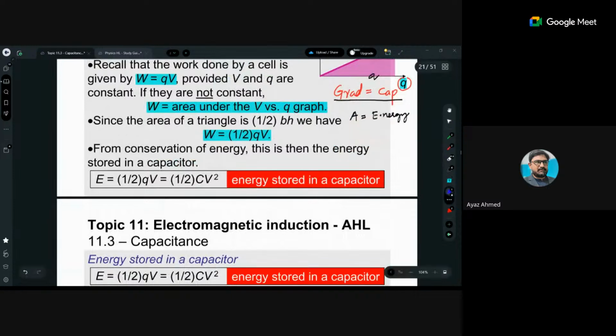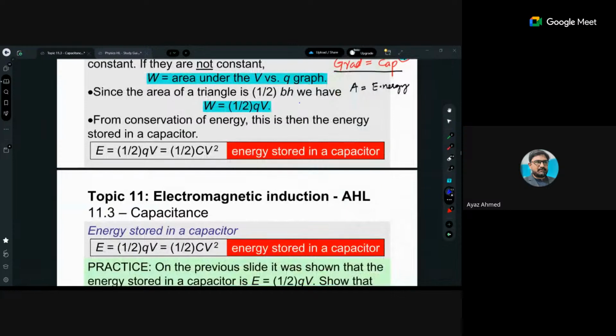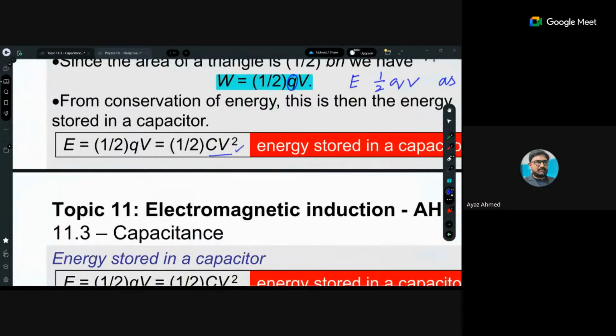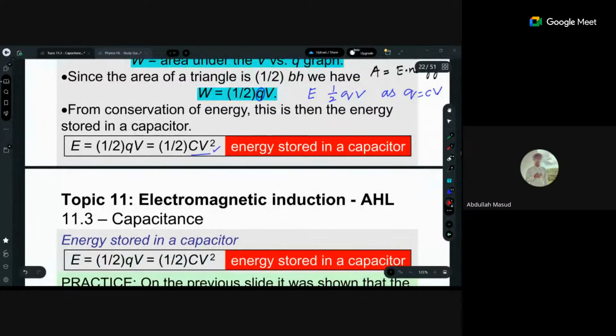Just replace the number. Q equals CV, right? What to do? Just replace it. I mean to say that as you have written that E equals 1 by 2 QV, and as Q equals CV, just replace this Q with CV, and you will get another equation, that is 1 by 2 CV square. Okay? Is it clear to you? Yes. Okay.